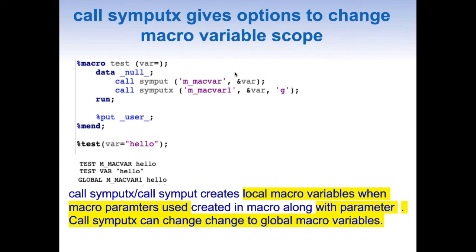As I said, whenever we create macro variables in a macro, they are usually local macro variables, but call symputx gives me another option, that is G, to create a global macro variable. Again, this topic is much more complicated than what I am saying, but what I want you to focus on is that call symputx can take three arguments, whereas call symput takes two only.